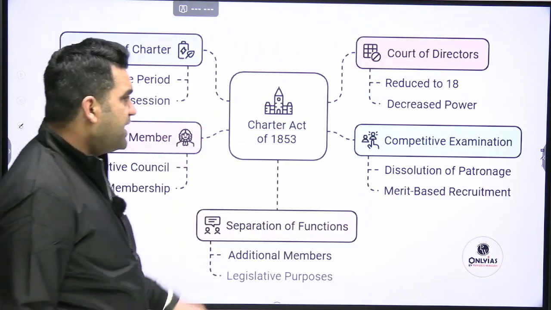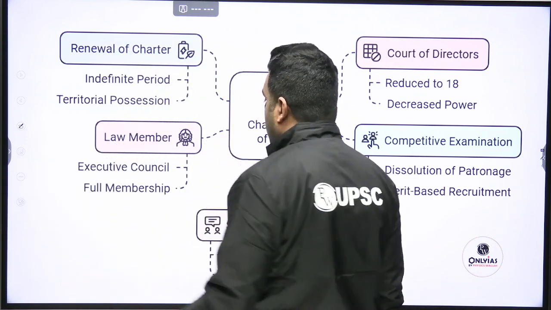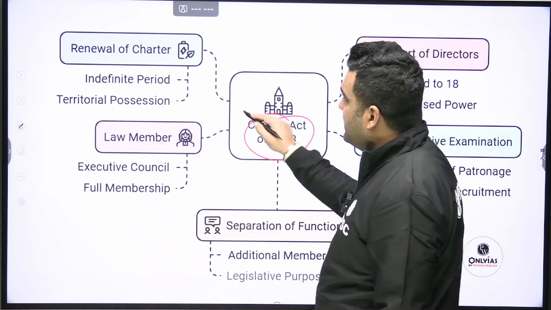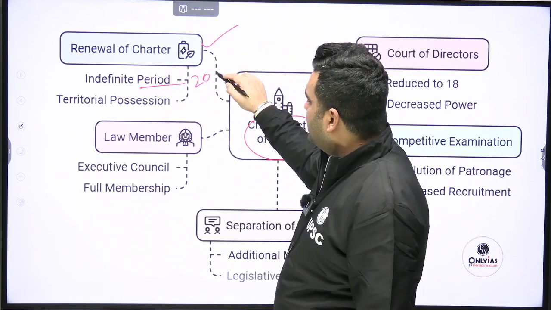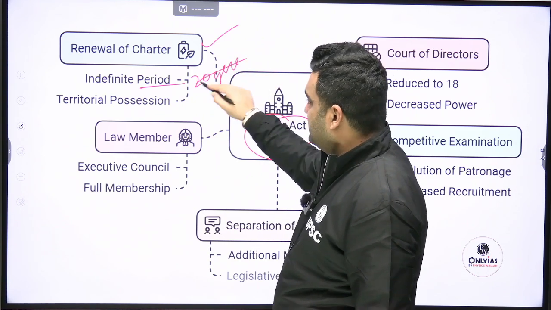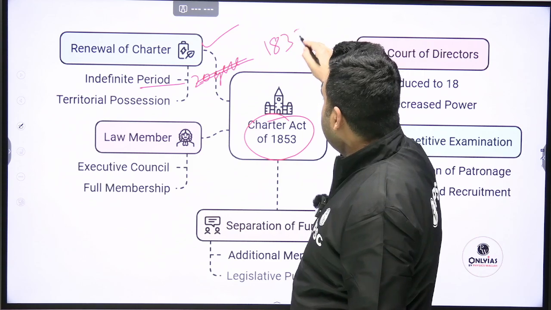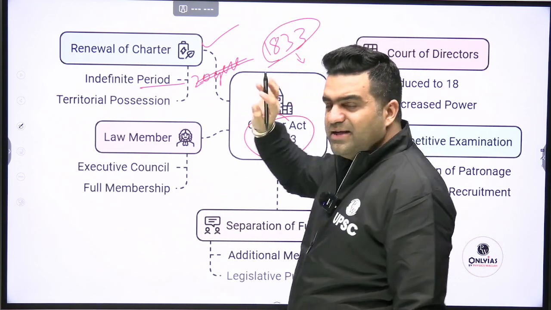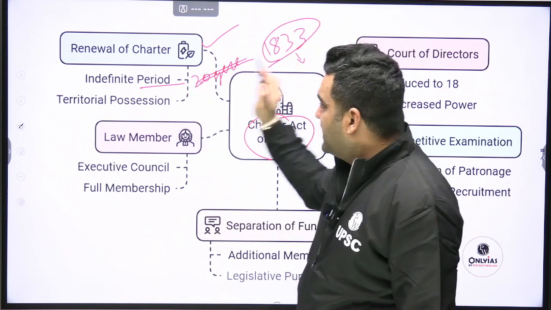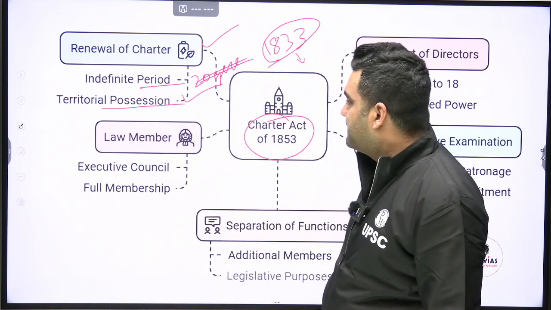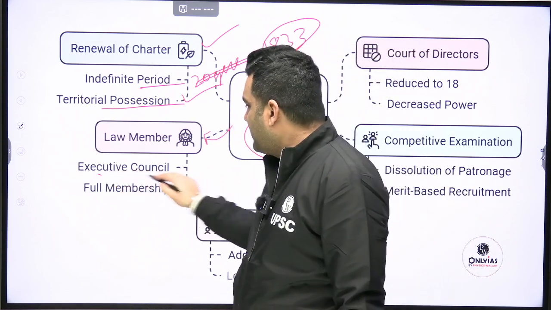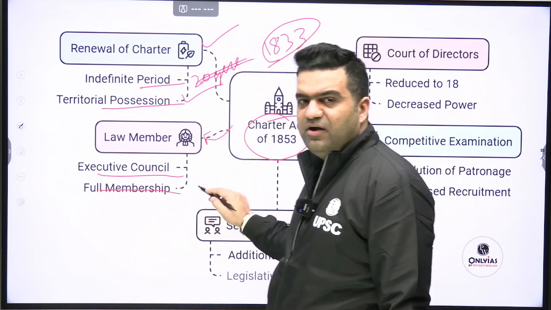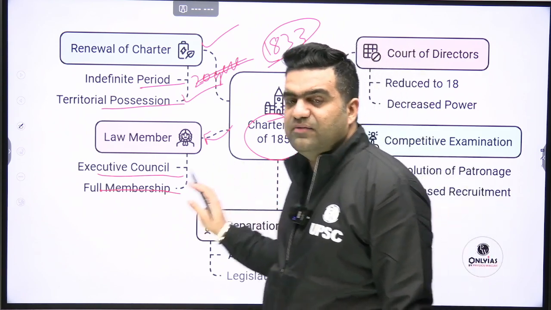Now let's have a look at the important details of the Charter Act of 1853. Renewal of charter, for an indefinite period. No longer will it be restricted to 20 years or anything, because the 1833 Act already ended the East India Company's role. Territorial possessions were legitimized. Now, a law member will be there in the Executive Council with full membership, so as to advise the Governor General.